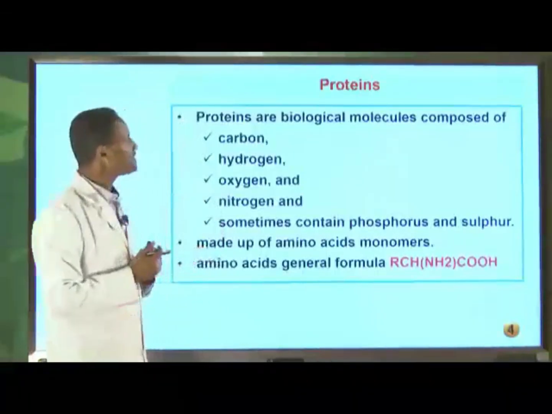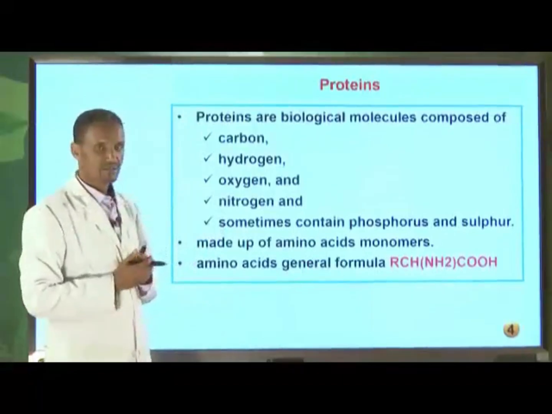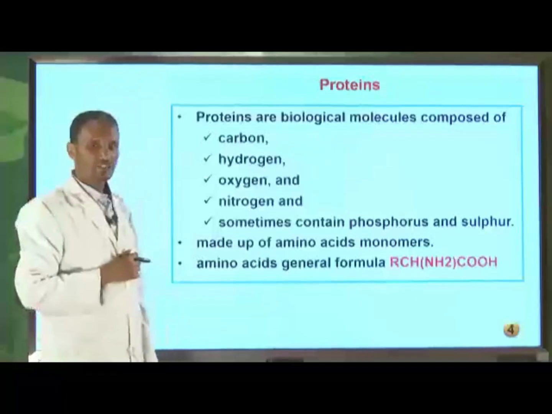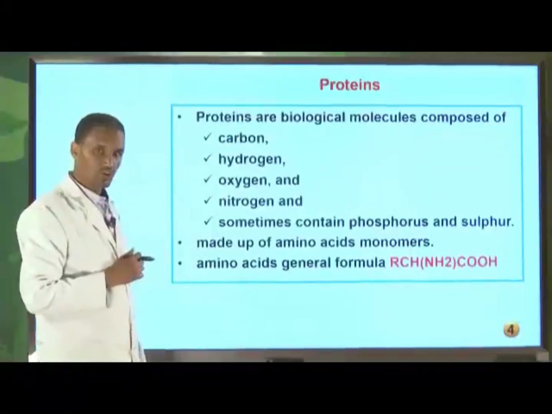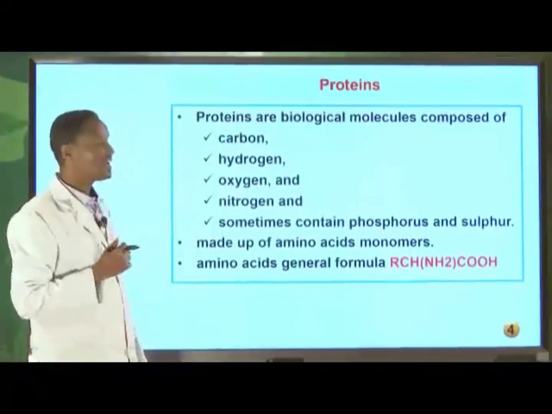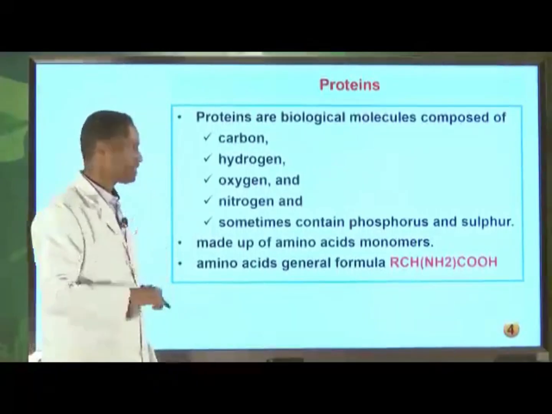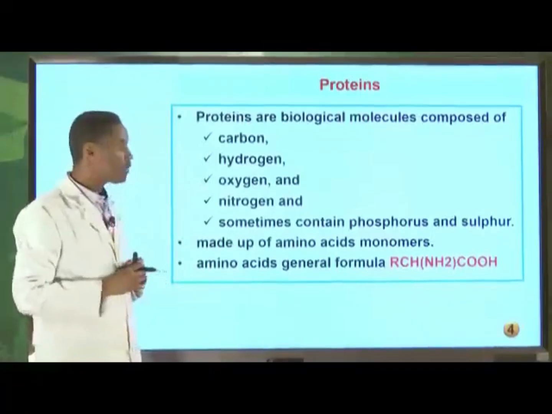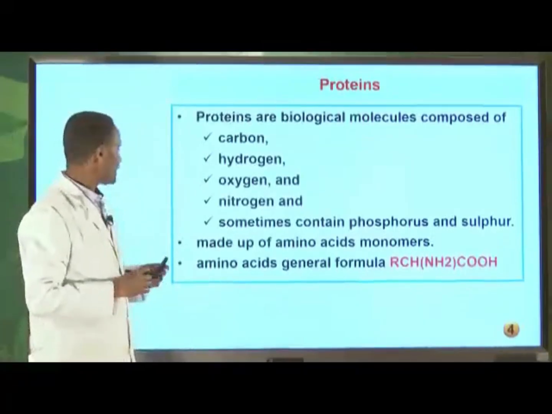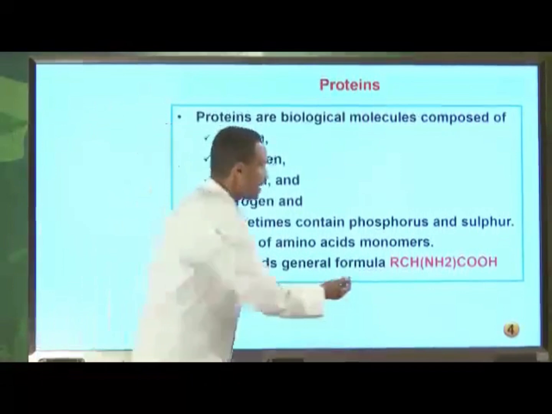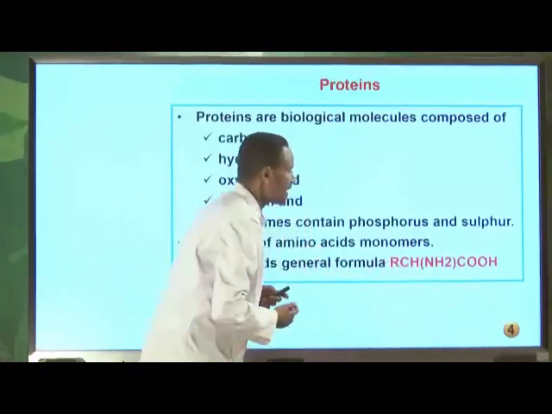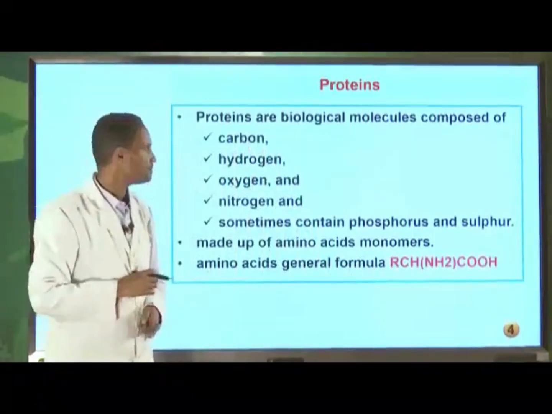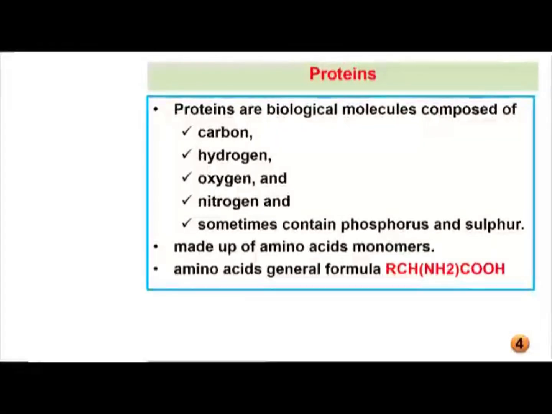Proteins are biological molecules which are composed of carbon, hydrogen, oxygen, nitrogen. Sometimes they contain phosphorus and sulfur. Here, proteins are made up of amino acid monomers. The amino acid's general formula has the R group, the carbon, hydrogen, and the amine group, as well as the carboxylic acid group. We will see that diagrammatically.